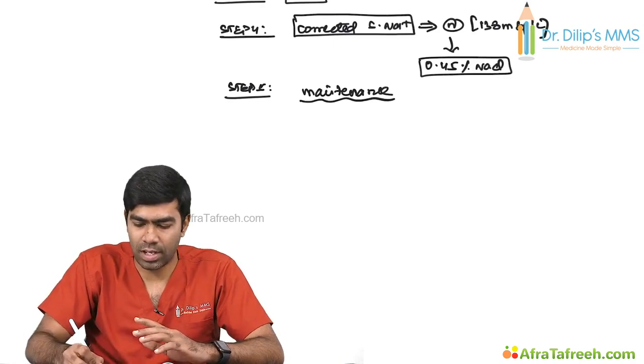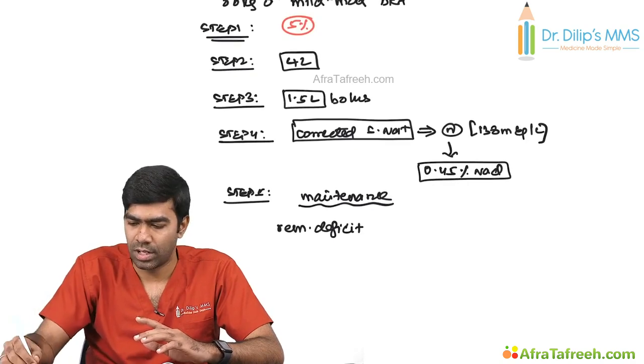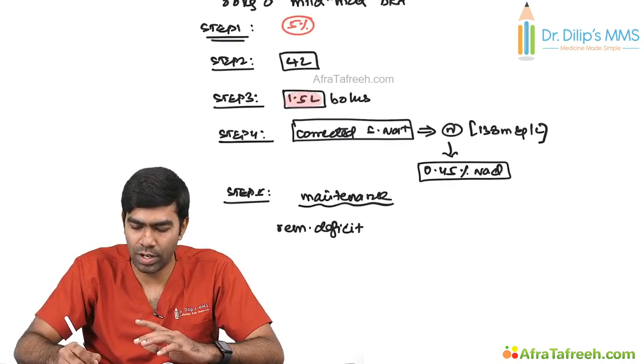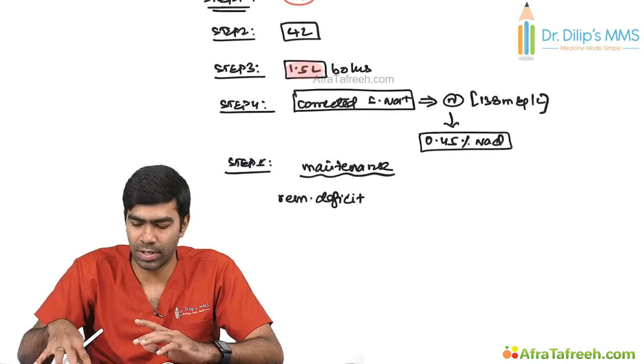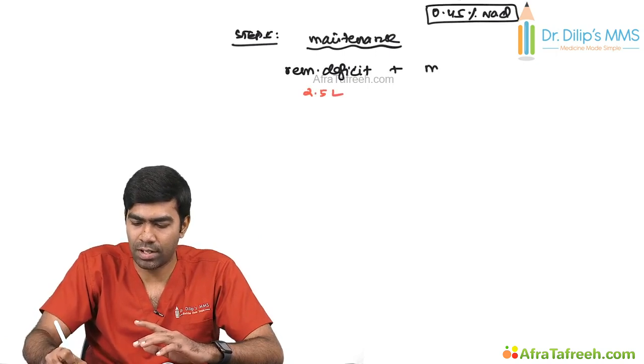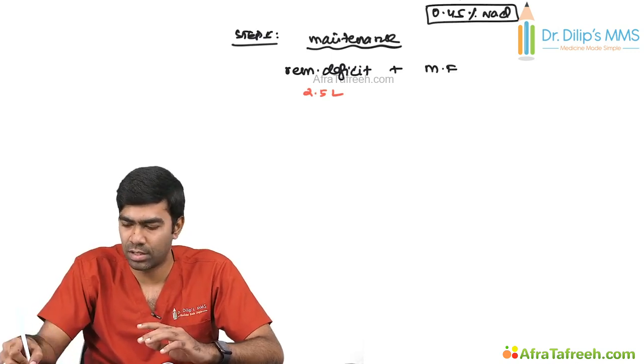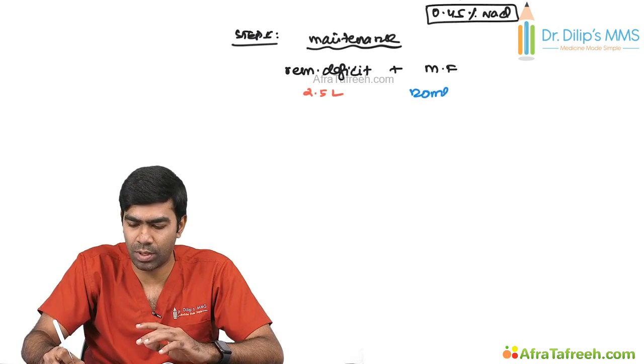So in the maintenance phase, I have to give the remaining deficit, whatever deficit that is remaining. We know what the remaining deficit is in our patient. It's 2.5 liters. We have given already 1.5 liters out of 4 liters. So the remaining deficit will be 2.5 liters, plus I have to give maintenance fluid also. Maintenance fluid we have calculated already, that is 120 ml per hour.